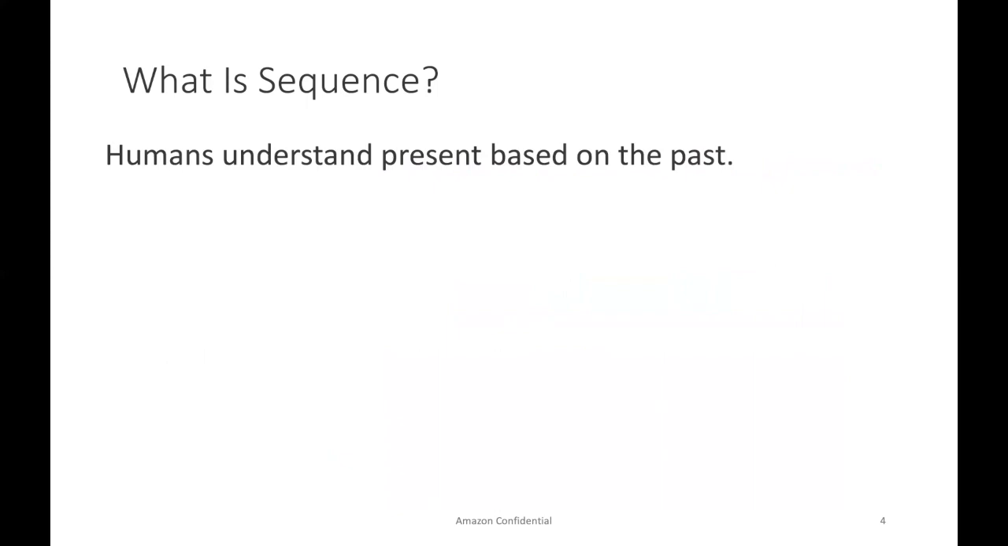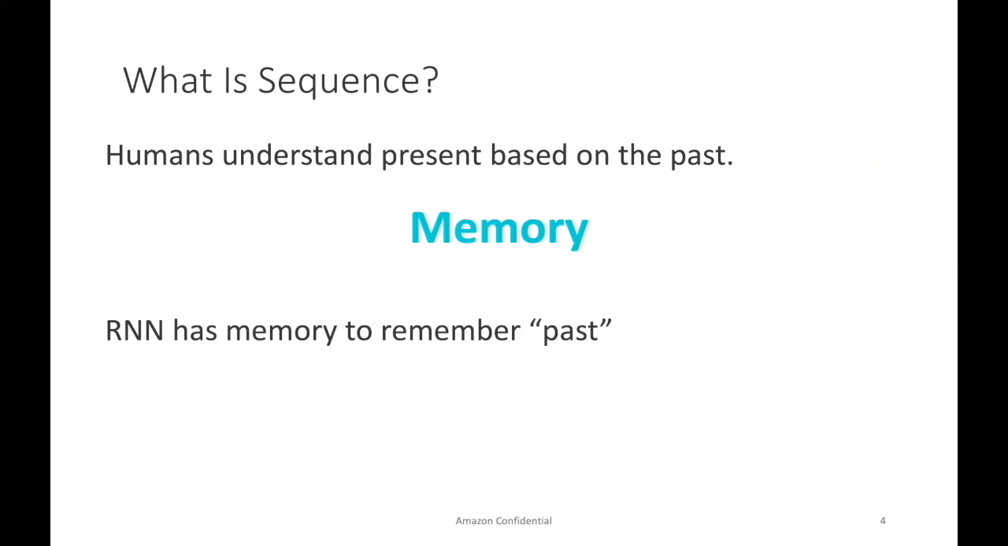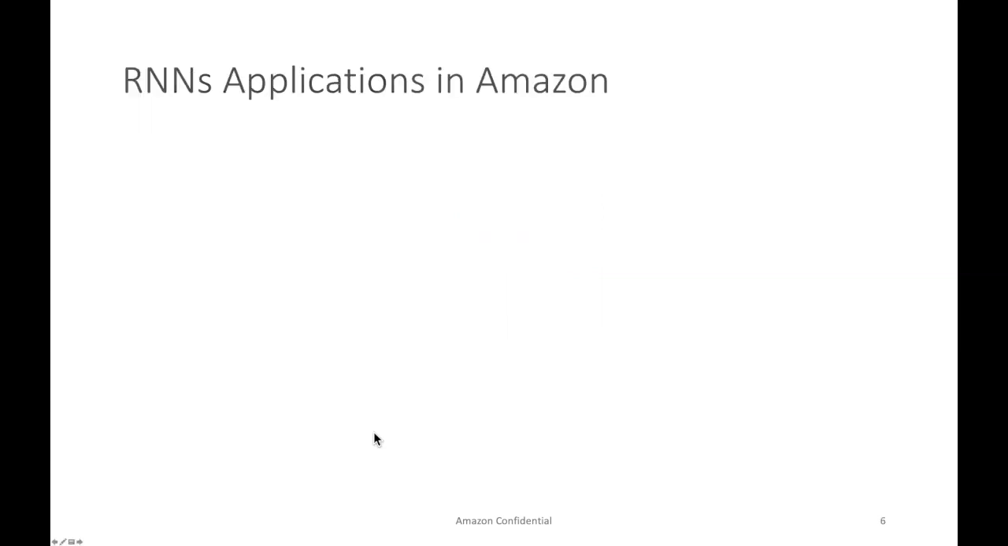Now, how do humans understand a sequence? We understand a sequence by remembering what has happened in the past. We use the past to understand, and RNNs also have something called memory. The RNN uses this memory internally to store what has happened in the past, keep some context of the past, and use that to make sense of whatever data comes in at the current time step.